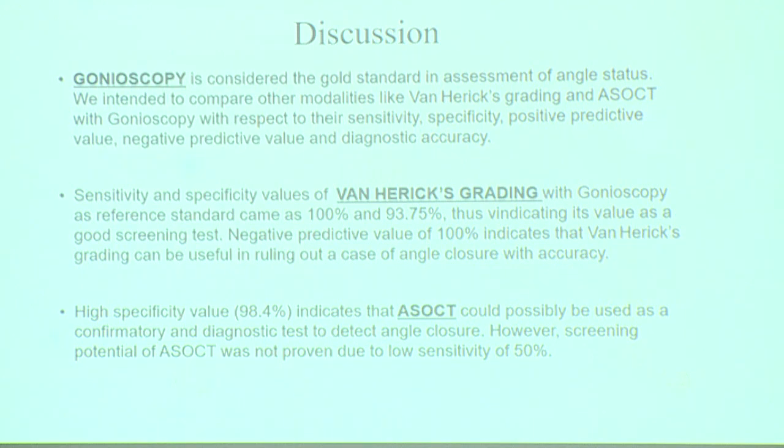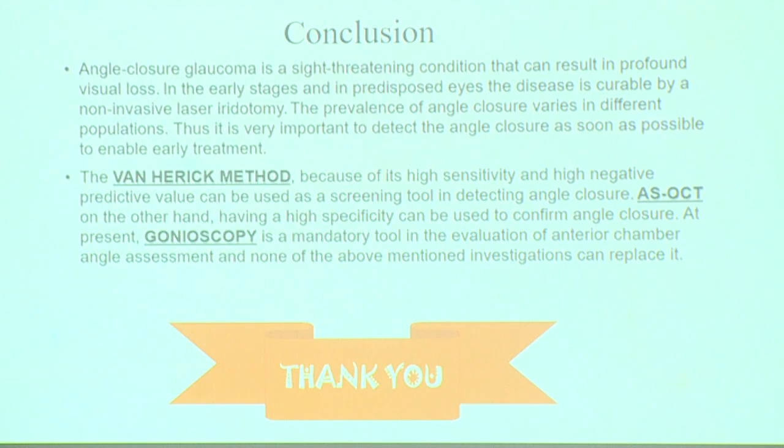Sensitivity and specificity values of Van Herrick with gonioscopy as reference were 100% and 93.75%, thus vindicating its value as a good screening test. The high specificity value of 98.4% indicates that ASOCT could possibly be used as a confirmatory and diagnostic test to detect angle closure. However, the screening potential of ASOCT was not proven due to low sensitivity.